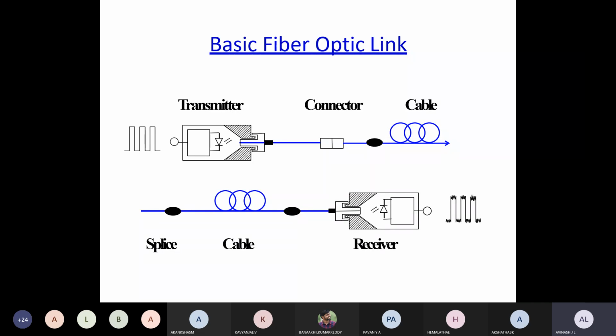The connector part we have discussed, the different types of connectors: butt joint connectors, extended beam connectors. All those types we have discussed. Today's class will mainly focus on fiber splicing and some other things like fiber alignment and joint losses.